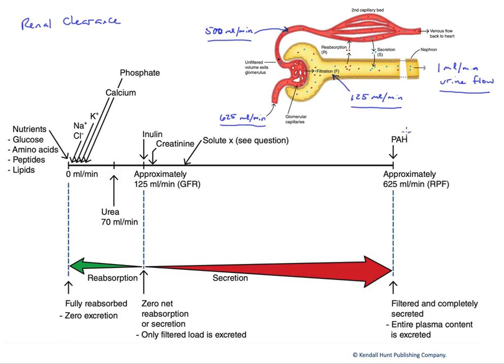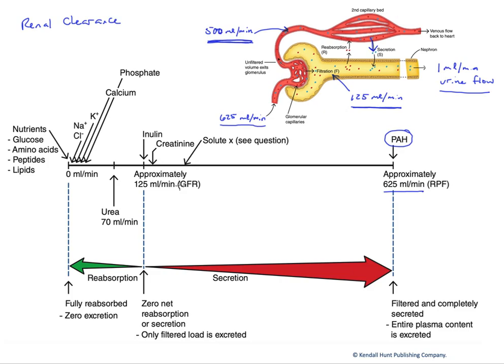That's actually true for a substance called PAH. PAH, when added to the bloodstream, gets cleared by the kidney in a single pass through those kidneys because we are actively filtering it and we're going to excrete the 125 mils per minute that's filtered, but we're also going to entirely secrete the other 500 mils per minute worth of PAH. In other words, we're going to be adding it to the nephron, leaving none in the venous outflow. Okay, so the clearance of PAH effectively tells us what our renal plasma flow is, this 625 mils per minute.